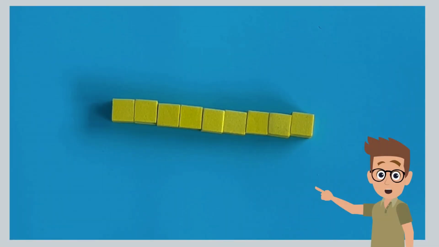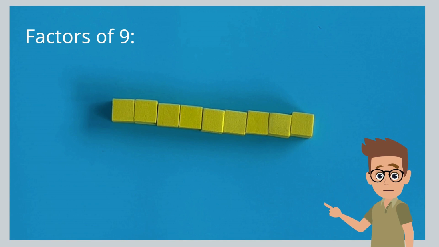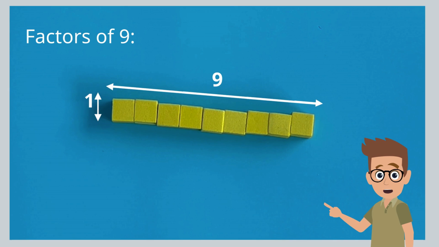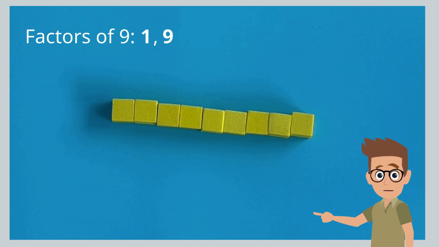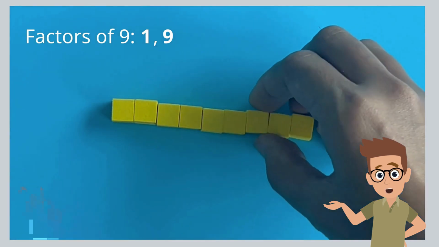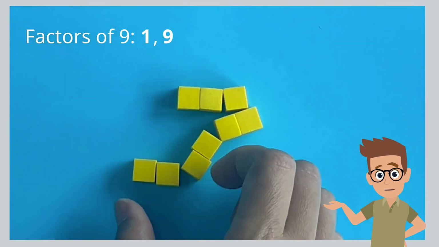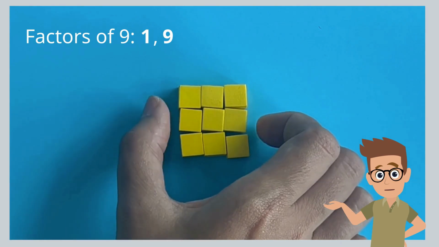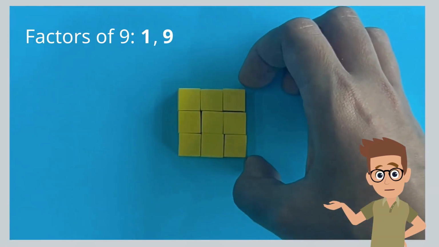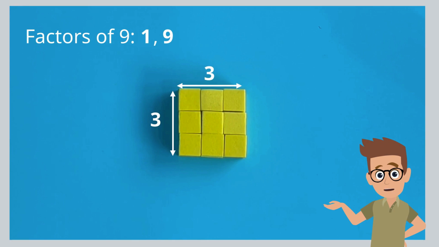Now, let us find the factors of 9. In this array, there is 1 row and 9 columns. So, 1 and 9 are factors of 9. We can also arrange 9 cubes to form another array. In this array, there are 3 rows and 3 columns. So, 3 is also a factor of 9. There is no other array we can form with 9 cubes. This means that the factors of 9 are 1, 3, and 9.